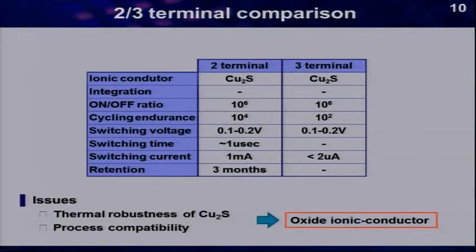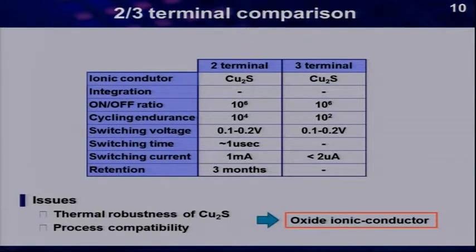Here is the summary of properties of two-terminal or three-terminal non-volatile switch. On-off resistance ratio up to 10^6. Switching time is around 1 microsecond here. For three-terminal device, the switching time is longer than for two-terminal switch. The advantage of three-terminal is the small switching current.